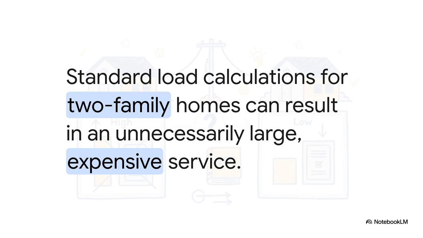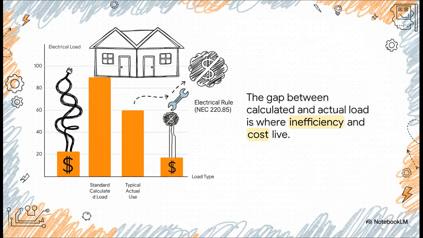And what does that mean? It means bigger wire, a bigger panel, and just higher costs all around for a load that in reality might never even be reached. And this visual, man, it just says it all, doesn't it? Over on the left, you've got that big, beefy, code-required, calculated load. But then, on the right, that's reality. That's the typical, actual load that the two families are going to use day to day.